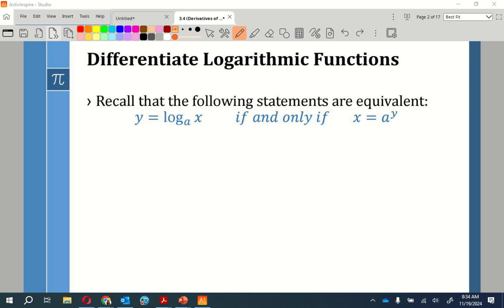Okay. Anyway, recall the following statements are equivalent. So logarithms, right here, log base a of x is equal to y if and only if you could rewrite it in this exponential form right here. Everything in math has its opposite. So to undo a log, I get exponential, and it goes back and forth.